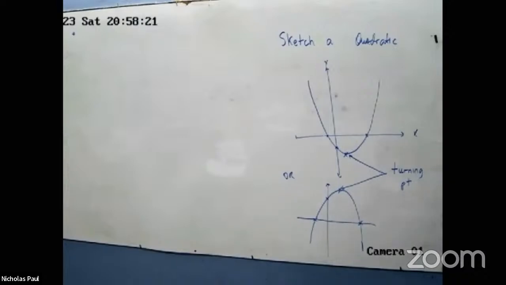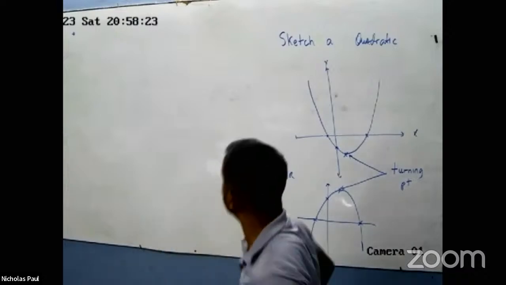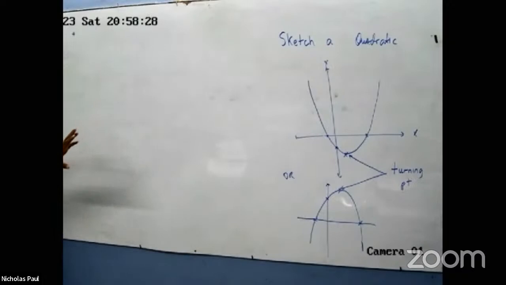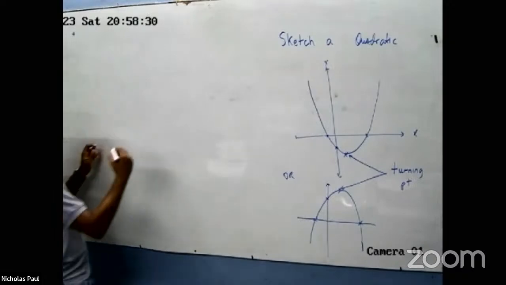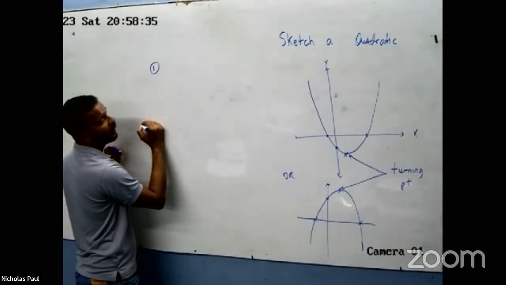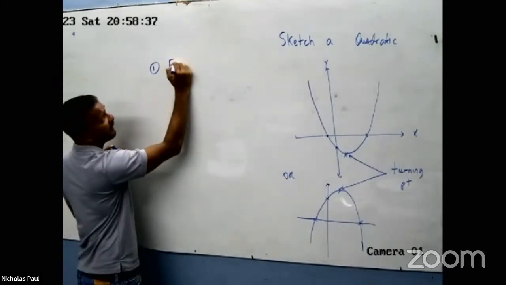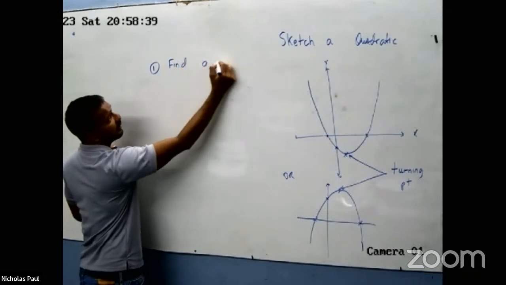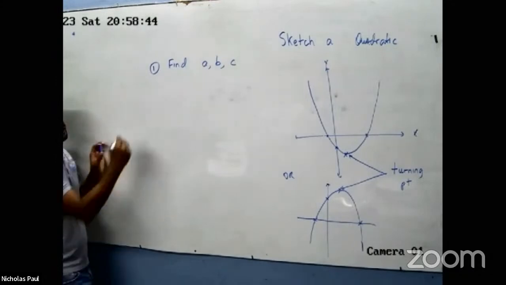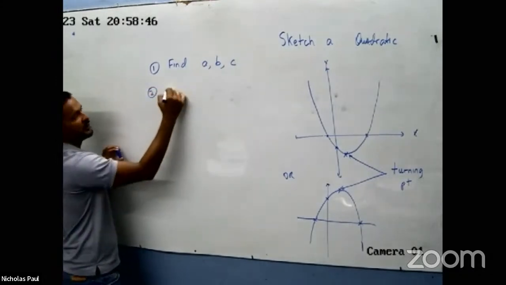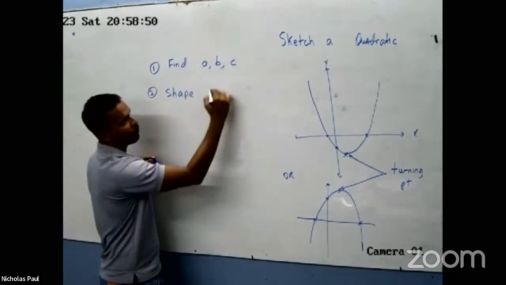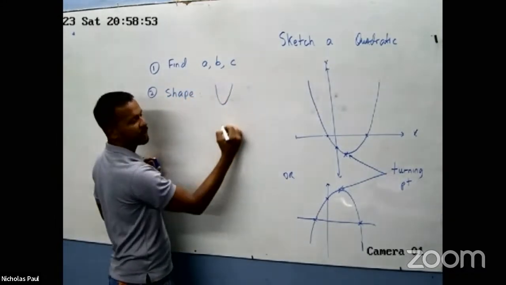So next thing that we have to look at is how to sketch this actual quadratic. We need to be able to sketch that. And there are a few things that we need to do. Number 1, firstly, we need to find A, B, and we already did that. Second thing we need to do is find the shape. So what do I mean by shape? Well, it can be shaped like this. That is called a minimum shape.